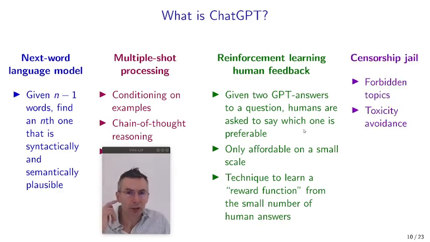And then the last part of ChatGPT that I will mention is what I'm calling its censorship jail. It censors itself. It doesn't talk about any topics. There are some topics that are forbidden. For example, if you ask it how to make a bomb, it will politely reply telling you that it can't give you that information. And then another part of its censorship is the toxicity avoidance. Some machinery which prevents it from making racist statements or sexist statements or other undesirable output of that kind.